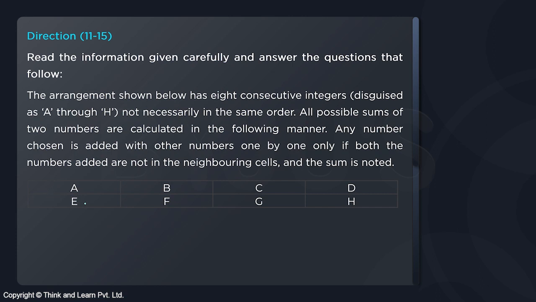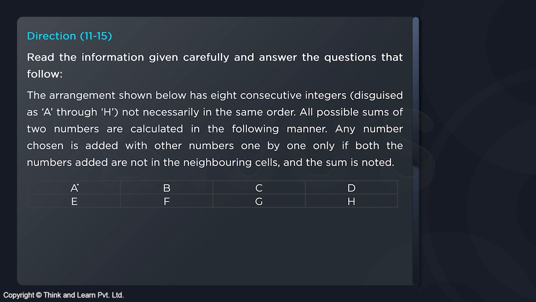The arrangement shown below has eight consecutive integers disguised as a to h, not necessarily in the same order. All possible sums of two numbers are calculated in the following manner. Any number chosen is added with the other numbers one by one only if both the numbers added are not in the neighboring cells, and the sum is noted.